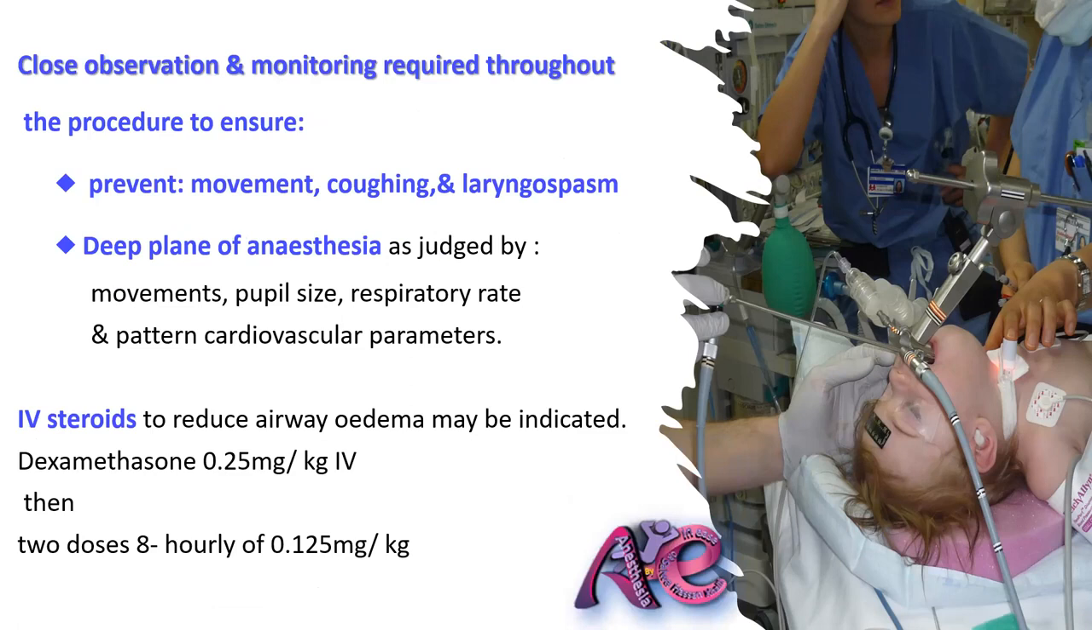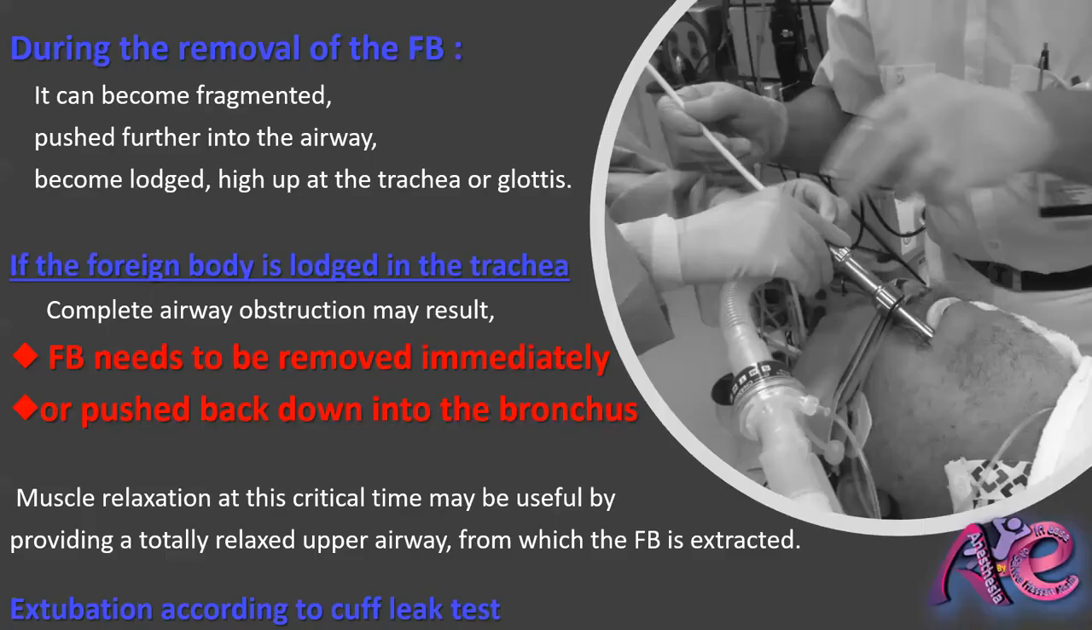Close observation and monitoring is required throughout the procedure to prevent movement, coughing, and laryngospasm, and to ensure adequate depth of anesthesia, a deep plane of anesthesia, as judged by movement, pupil size, respiratory rate and pattern, and cardiovascular parameters. We can give IV steroid to reduce airway edema, as indicated: dexamethasone, as we mentioned, 0.25 milligram per kilogram IV in post-operative two doses, 8 hours in between.